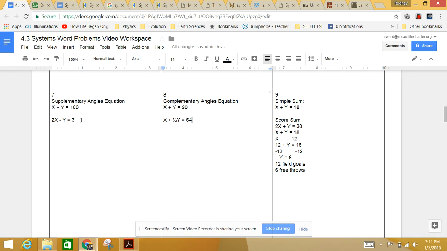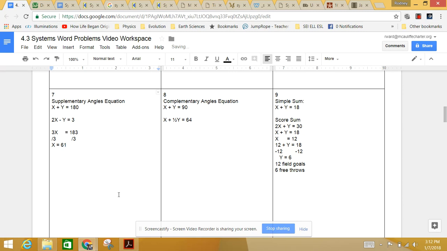Okay, assuming you are now back from pausing, we're going to go ahead and solve number 7. I'm going to add the two equations. So if I add x plus y equals 180 and 2x minus y equals 3, I'm going to get 3x, and the y's cancel out, equals 183. All right, now I'm going to divide both sides by 3. And x is going to equal, 3 divided by 3 is 1, and 180 divided by 3 is 60. So x equals 61 degrees.